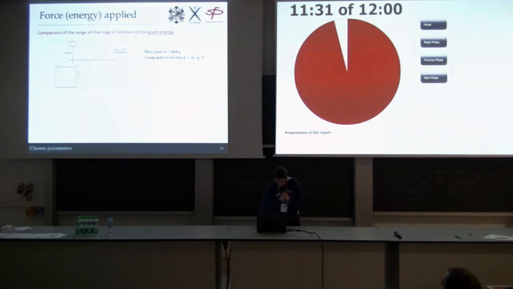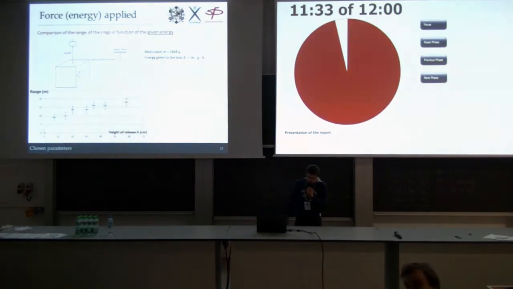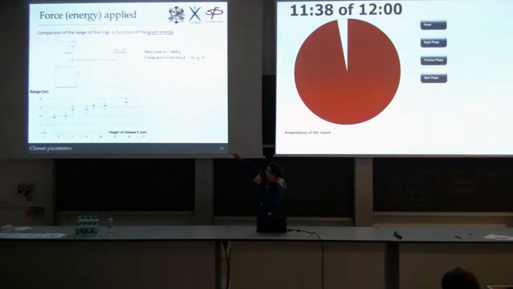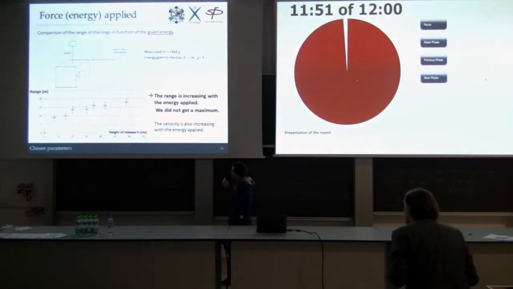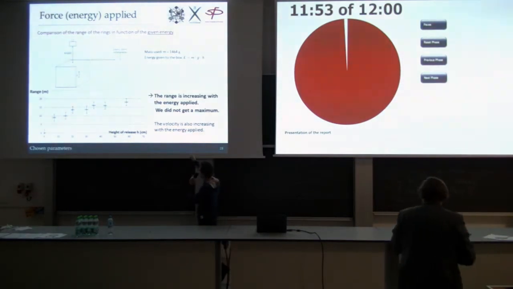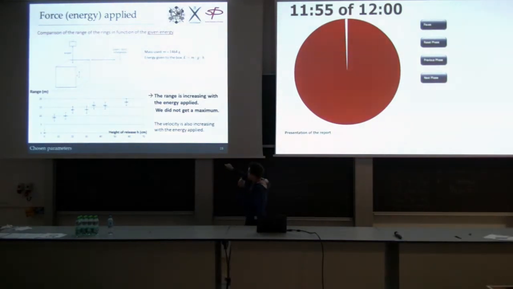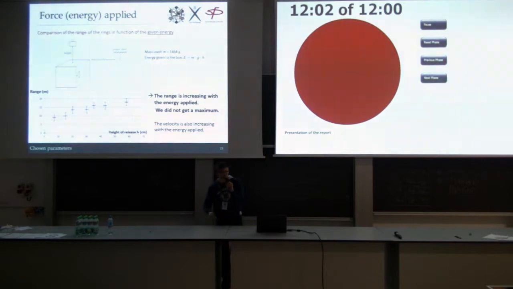Finally, we compare the range with the force applied, or I say the force, but we better say the energy. And thanks to this experiment that is the same as before, we can plot it, and we can conclude that the range is increasing with the energy applied, but we didn't get a maximum. Another observation is that the velocity is also increasing with the energy applied. So we have to apply the best energy we can that does not break the box, so as to get the best work.